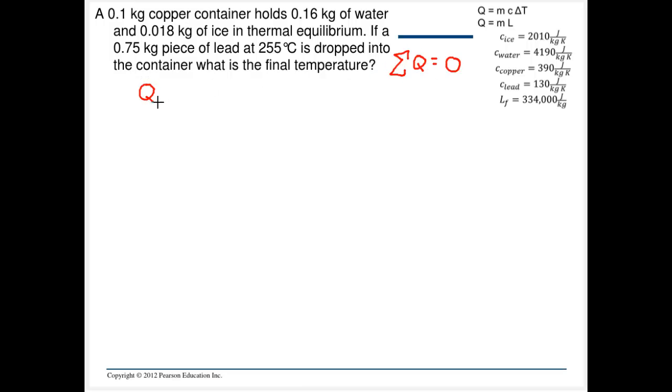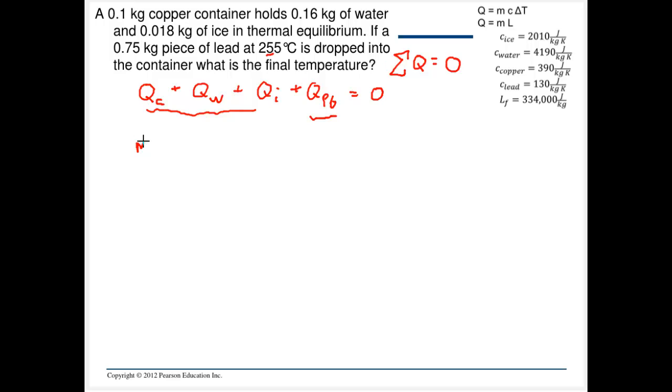So the energy of the copper kettle plus the energy of the water plus the energy of the ice plus the energy of the lead, Pb is going to be a symbol, must add up to be 0. We know that the lead is at a higher temperature. Temperature is going to drop, so when we calculate this out, it's going to be negative, and these guys right here are going to increase their temperature, so they're going to gain energy.